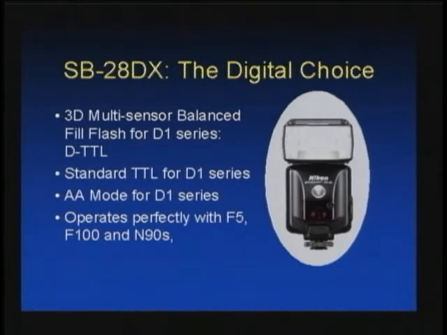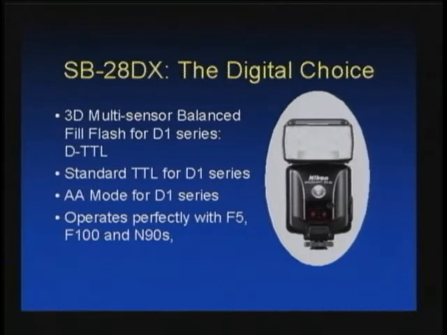You still get all the benefits, just like the SB28. You get 3D multi-sensor balanced fill flash, but in this case for D1, and it's called DTTL. You get standard TTL for D1. You get an AA mode for D1, where you're using the flash sensor on the front of the flash instead of the TTL exposure through the lens. And you also have manual exposure.